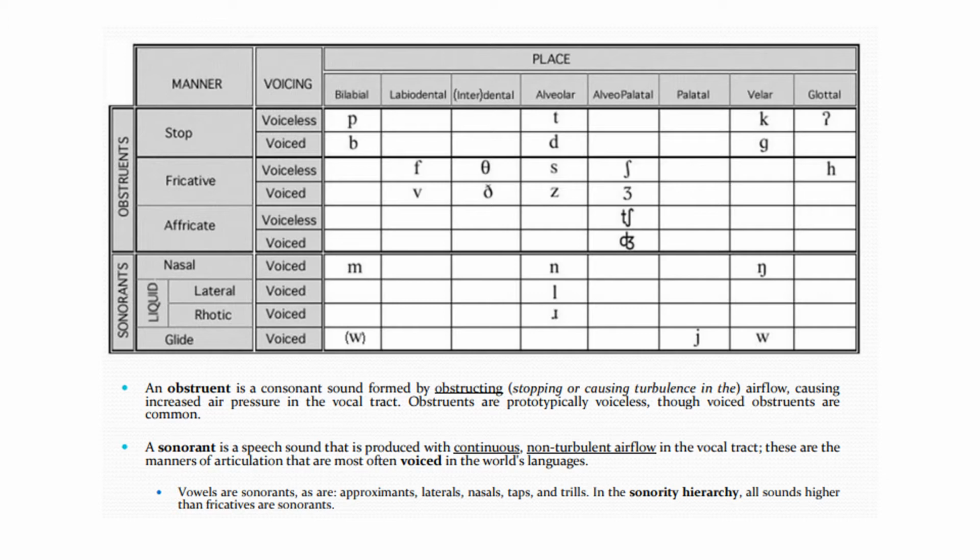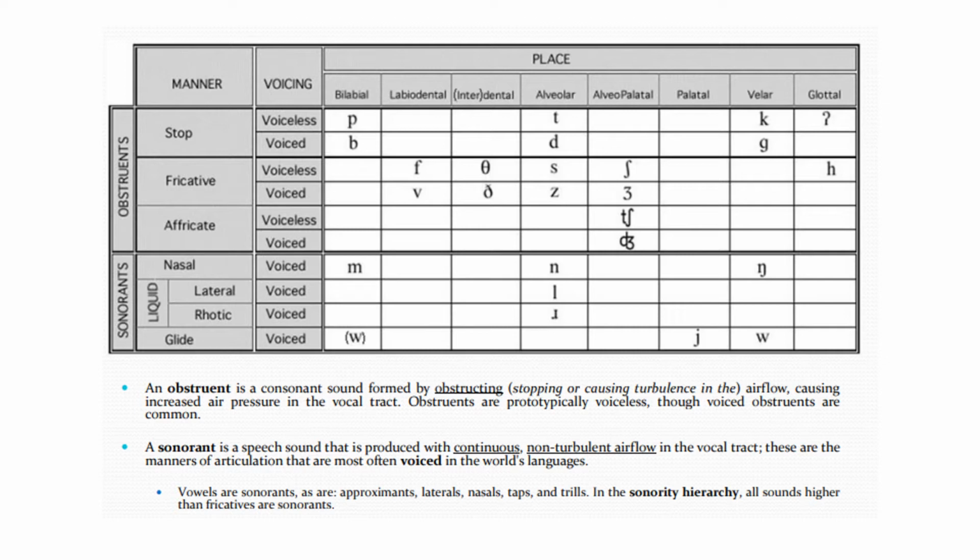While a sonorant is a speech sound that is produced with a continuous and non-turbulent airflow in the vocal tract. These are the manners of articulation that are most often voiced in the world's languages. Vowels, as your information and as your notes, are sonorants, as are approximants, laterals, nasals, taps, and trills. In the sonority hierarchy, all sounds higher than fricatives are sonorants.